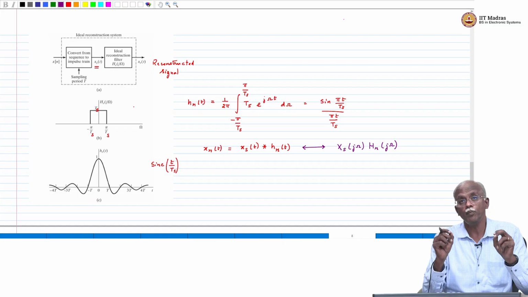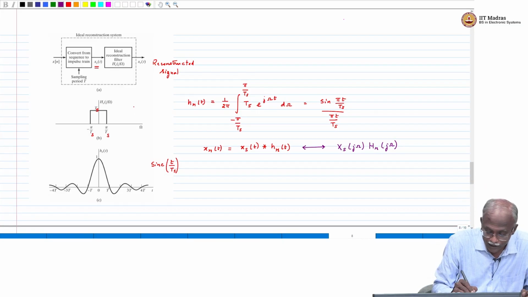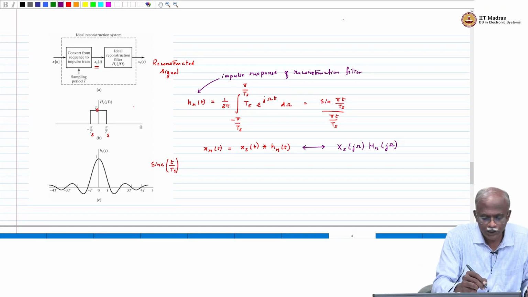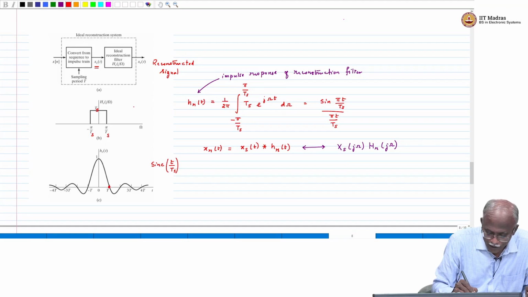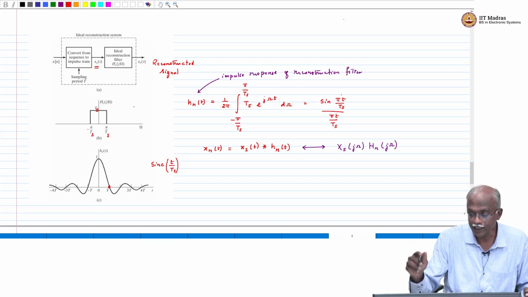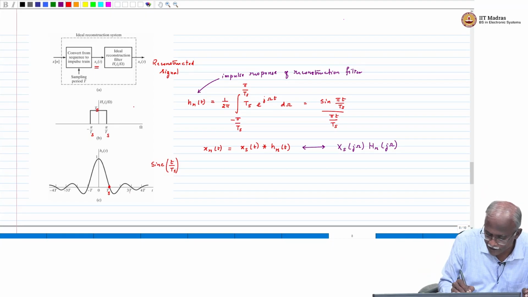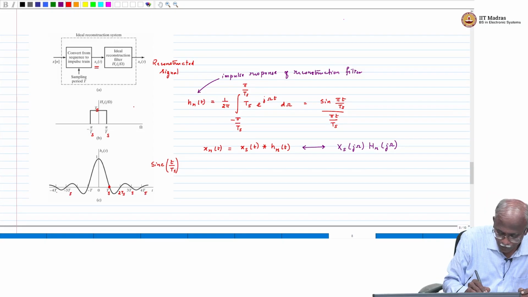Now, look at a very interesting property of this particular reconstruction filter. This is called the impulse response of the reconstruction filter. So, now look at the impulse response. It has a very interesting property. It has a value 0 at t equal to Ts. You can substitute it in the sine of pi t over Ts. So, this is Ts, this is 2Ts, 3Ts, 4Ts and so on, and similarly minus 3Ts, minus 4Ts and so on.